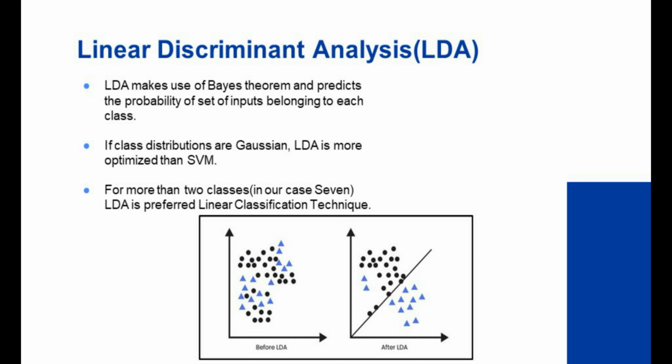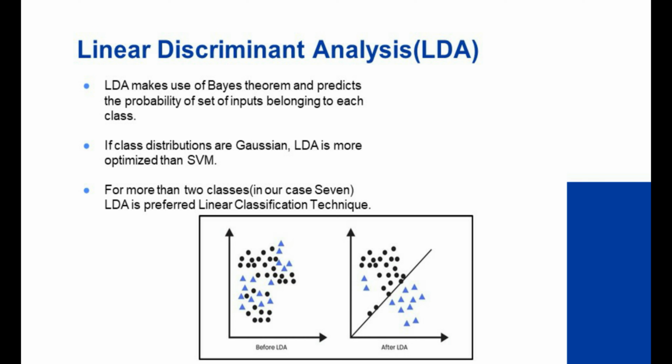The next supervised learning algorithm deployed here is linear discriminant analysis. Linear discriminant analysis is a dimensionality reduction technique. It reduces the number of dimensions in a dataset while retaining as much information as possible. For more than two classes, linear discriminant analysis is the preferred linear classification technique. LDA makes use of the Bayes theorem and makes the prediction by estimating the probability of a set of inputs belonging to each class.